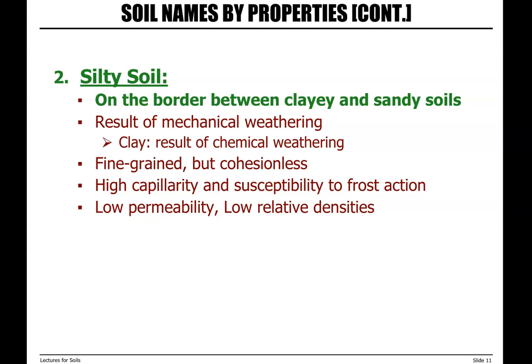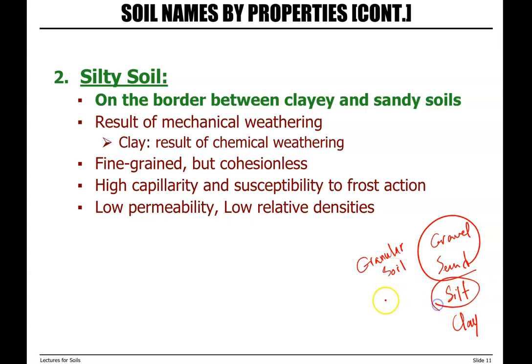Then we have silt or silty soil, which is on the border between clay and sandy soil. So we had gravel, sand, silt, and clay. These are called granular soil. Then we have silty soil, the border between clay and sand.